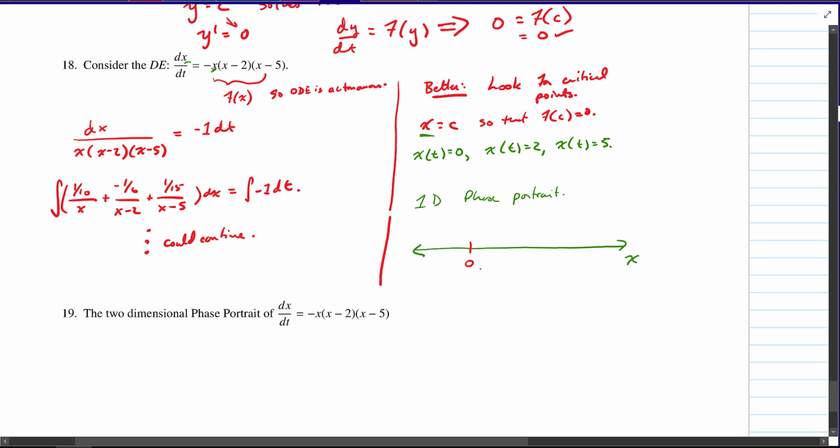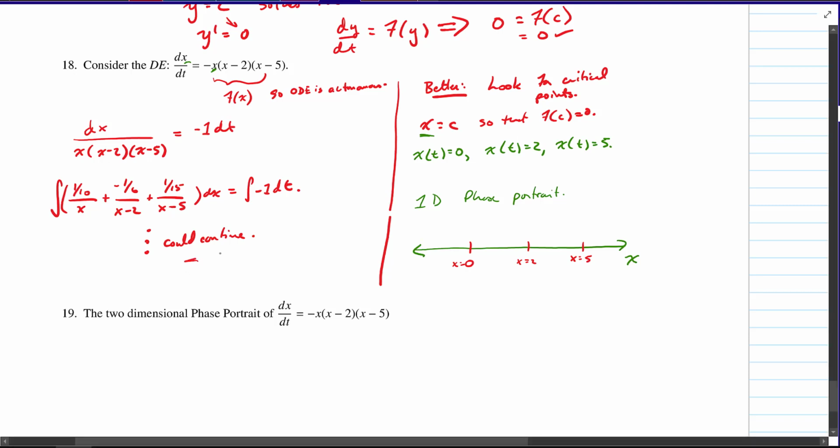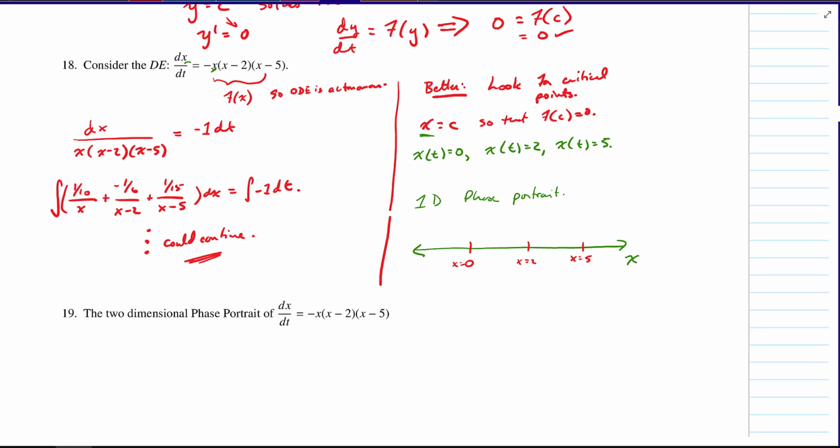So here's the equilibrium solution at x equals 0. Here's the equilibrium solution at x equals 2. And here's the equilibrium solution at x equals 5. And so again, rather than focusing on finding the explicit solution to this, which we could do by continuing to solve this equation right here, we're looking at these solutions more qualitatively.